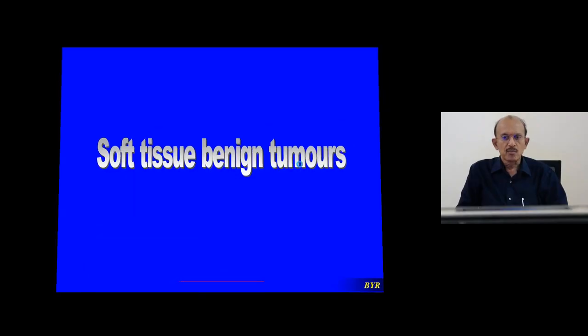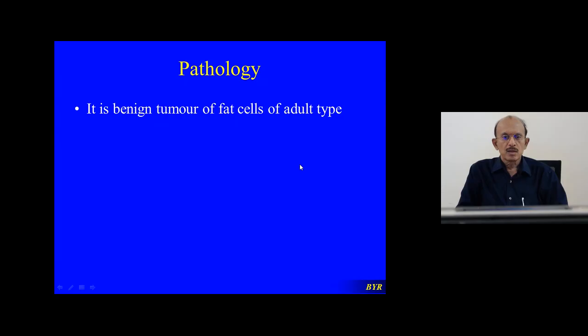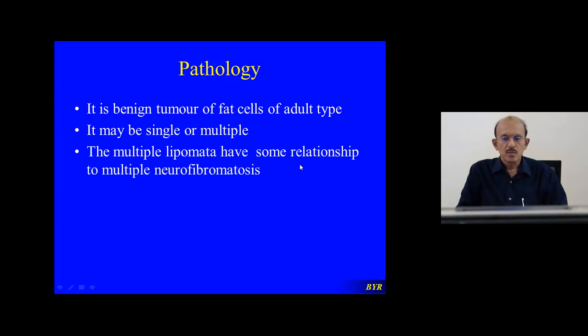Soft tissue benign tumors: lipoma. Pathology: it is a benign tumor of fat cells of adult type. It may be single or multiple. The multiple lipomata have some relationship to multiple neurofibromatosis. Both may occur in the same patient, but both are hamartomas. So lipoma also can be a hamartoma. Hamartoma means a developmental malformation.